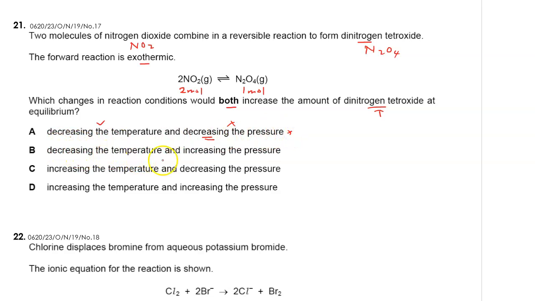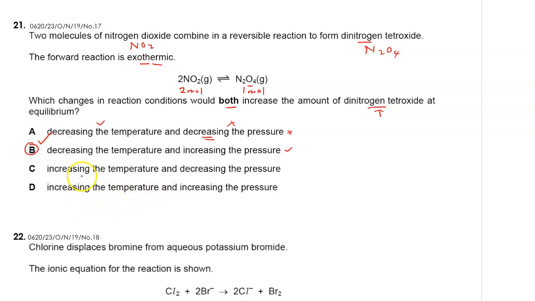Decreasing temperature and increasing pressure, we have said that is the ideal. Decreasing temperature because the forward reaction is exothermic. According to Le Chatelier's principle, when we increase pressure, the equilibrium shifts to decrease pressure. When we decrease temperature, the equilibrium position shifts in such a way to increase the temperature, and that means that more of the products will be formed. So I'll go for B as the right answer.